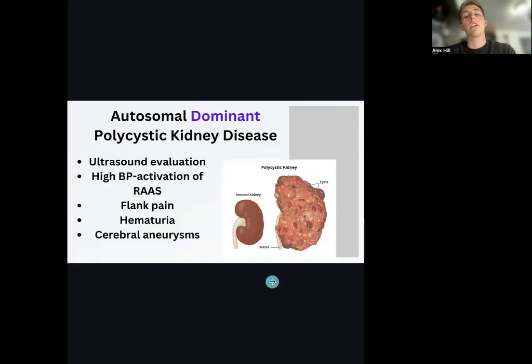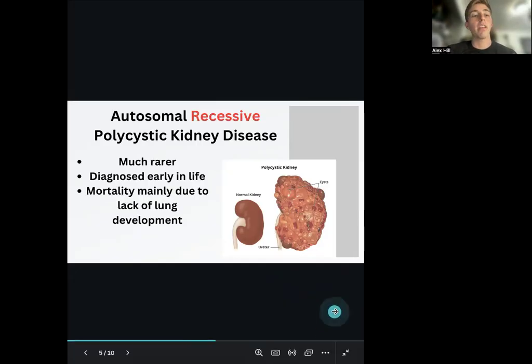And then also it can cause cerebral aneurysms. The reason for that is that the same genetic anomaly that causes cysts in the renal tubules causes ballooning of the vessels in your brain as well, which causes that aneurysm, which is a ballooning of the vessel. So ballooning in the kidney, ballooning in the brain, neither one is good. Okay, autosomal recessive polycystic kidney disease.